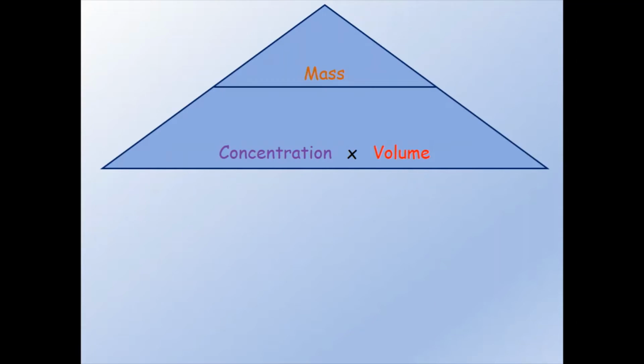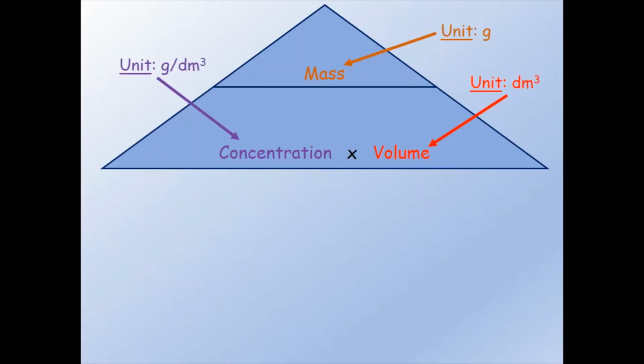In this video we are going to look a bit more at how to calculate the concentration when we are given the mass and the volume. The triangle to calculate the concentration looks like this. We have mass at the top, then we have the line for division, and we have concentration times volume at the bottom. The unit for mass is grams. The unit for volume is decimeter cube, and the unit for concentration is gram per decimeter cube.